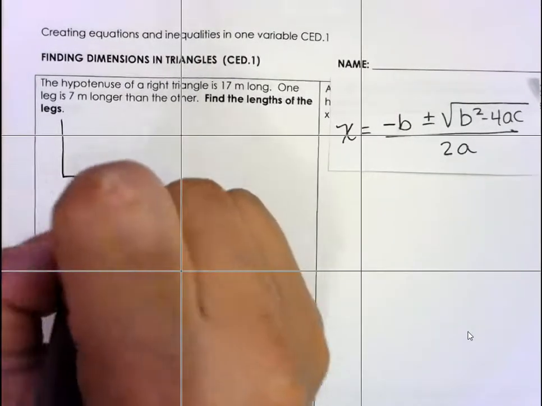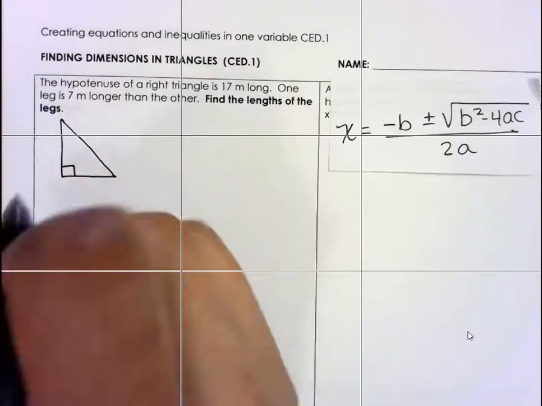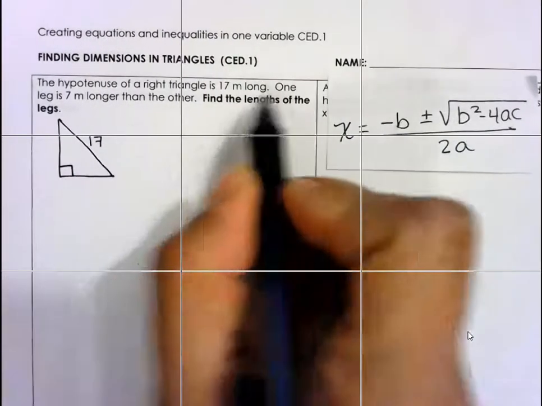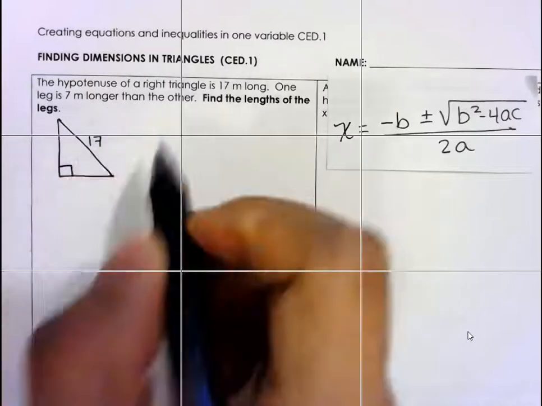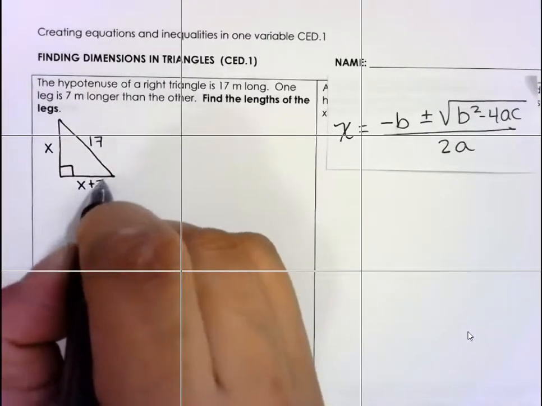So if you want to visualize your right triangle, here's your 90-degree angle. We know that the hypotenuse is 17. We know that one of the legs is 7 meters longer than the other. So if one leg is x, this one is x plus 7.